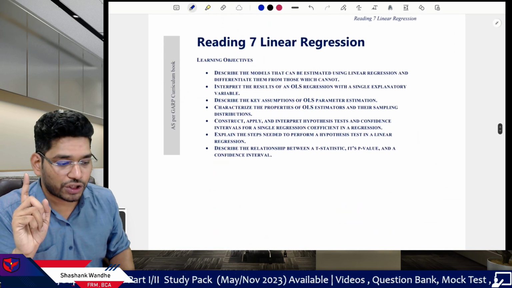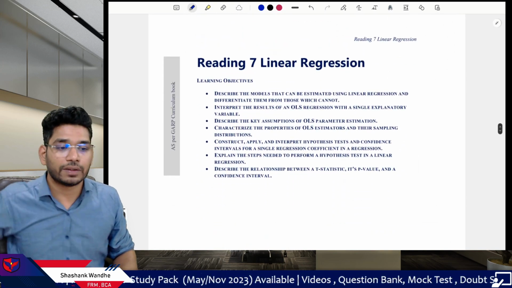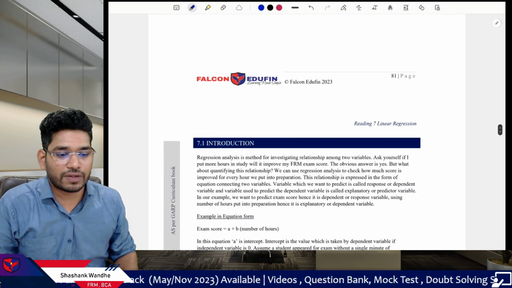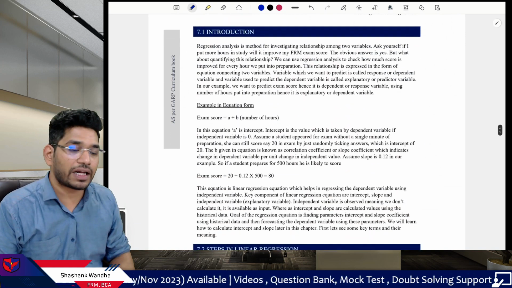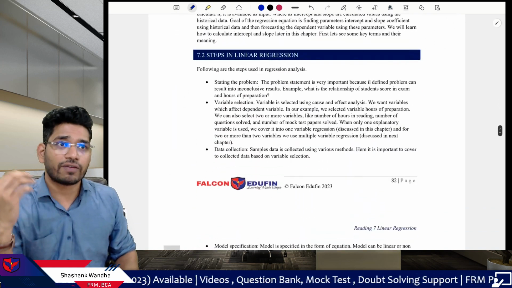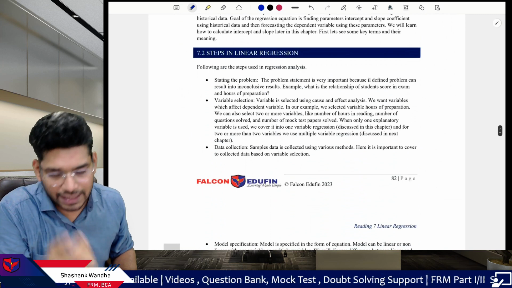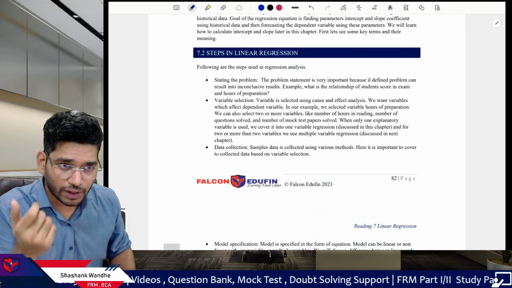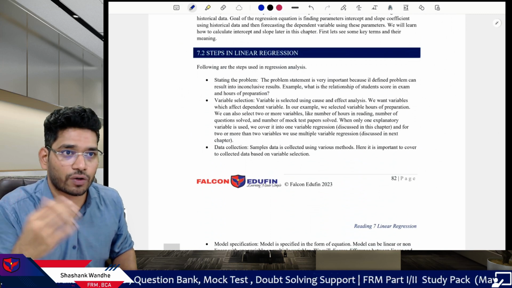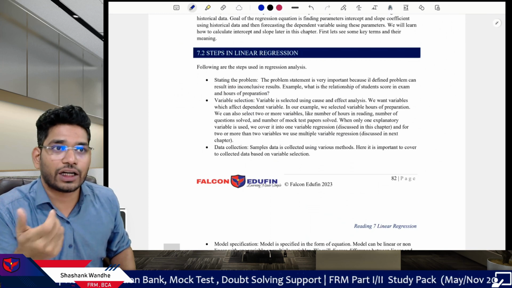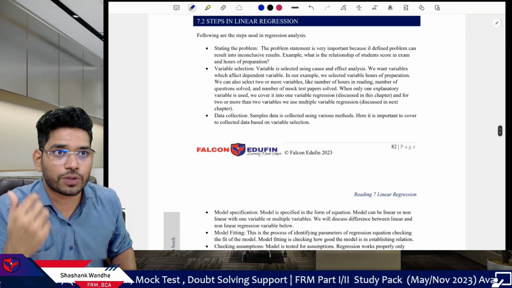Now we are moving into section number 2, linear regression. In linear regression, we will start with the basics. What is the meaning of linear regression? What is the linear regression equation? We have parameters: y is equal to a plus b x. Here a and b are the intercept and the slope coefficient, and you need to understand how to calculate these coefficients using the OLS method.